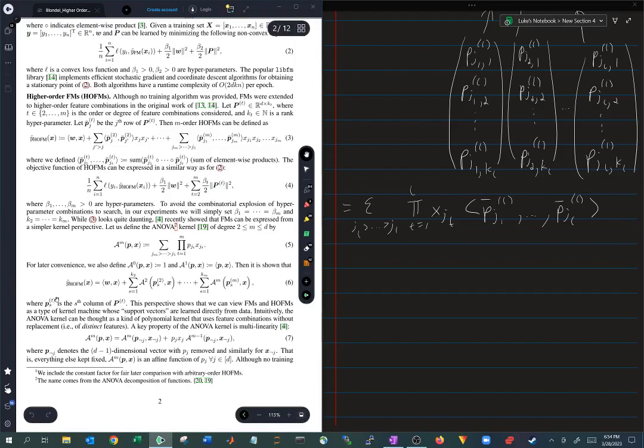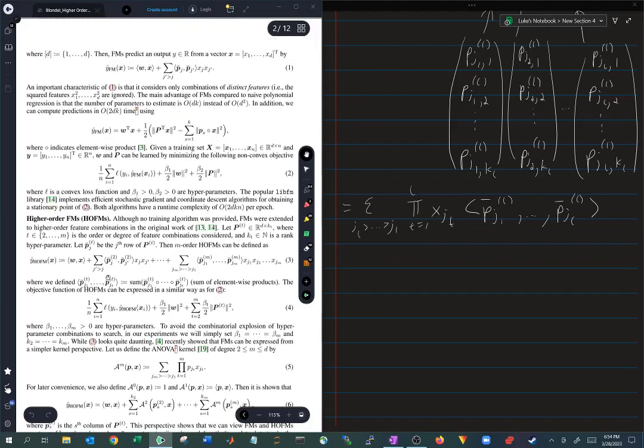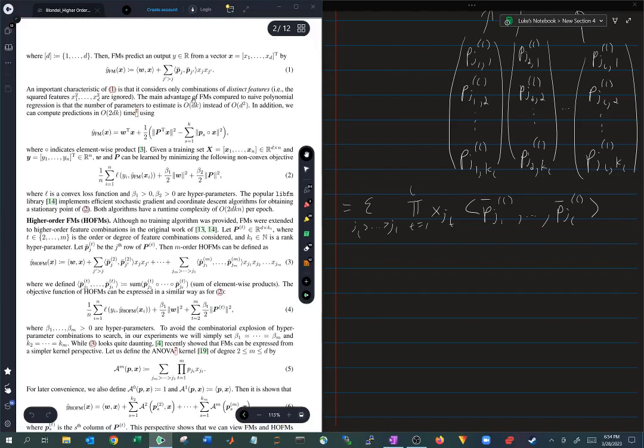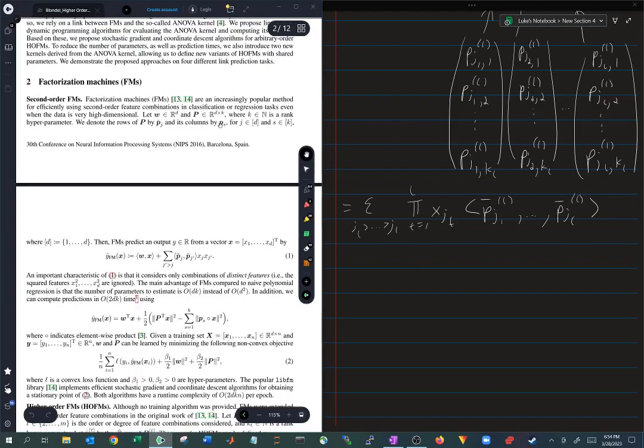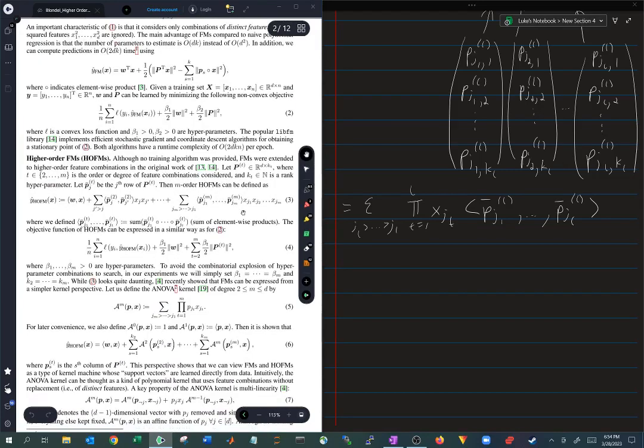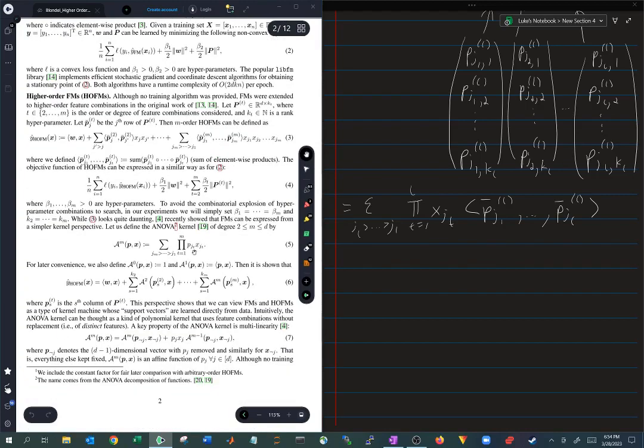Here, where p_s^t is the s column of P^t. That sort of makes sense with the notation from earlier, where lowercase p sub s was the s column of uppercase P. Okay, so basically what we're claiming is that the formula from 3 is identical to the formula from 6. All right, so now we need to prove that this is the case.